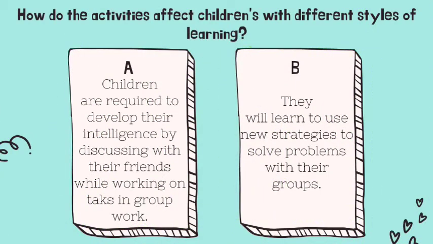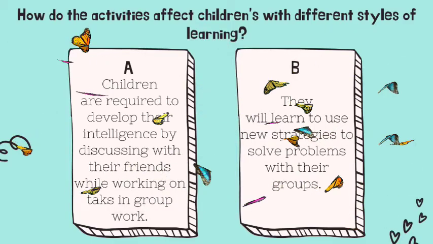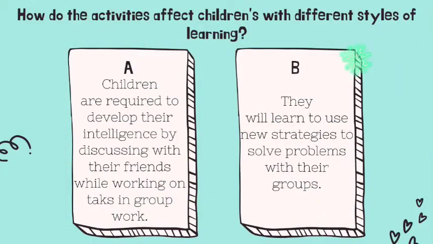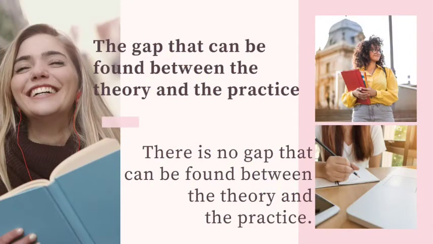For the second question, how do activities affect children with different learning styles? According to the results of the interview that I got, children are required to develop their intelligence by discussing with their friends while working on tasks in a group. Moreover, they will learn to use new strategies to solve problems with their groups. But unfortunately, there is no gap that I found between the theory and the practice. Okay, that's for me.